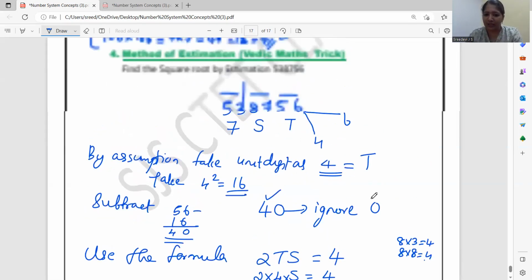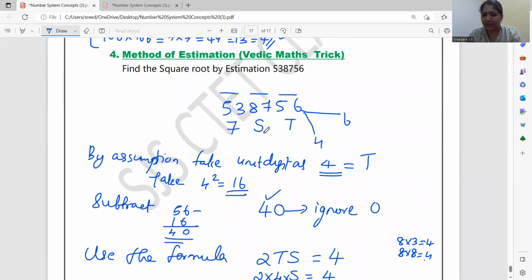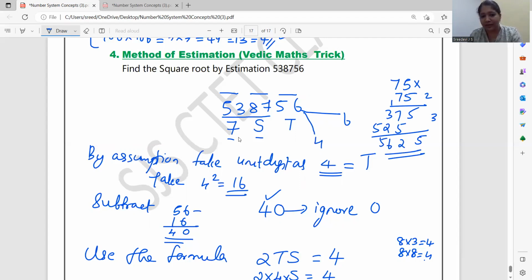Before that, you have to think about this second digit, the second pair 87, right? Think about it along with 7. Here the first digit is 7. So let us check 75 into 75. The middle value is 75. When you take 75 into 75, what answer are you getting? 5625, right? This 5625 is less than or greater than 5384? It is greater than this 5384, right?